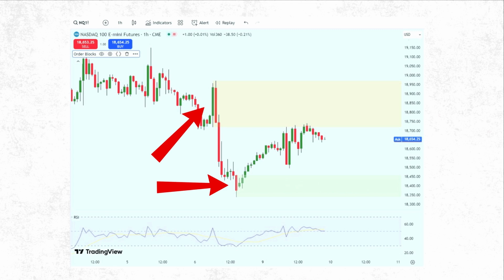A clear example can be found in this image. This is Nasdaq 100 E-mini futures. It is an hourly chart. Here, you can see 2 order blocks. The top one is a bearish order block, which has become a resistance. The bottom one is a bullish order block, which has become a support. Notice that the bearish order block originates from a green candle, and the bullish order block originates from a red candle. Also, notice that the price range or market structure represented by the bearish order block green candle is broken by the red candles after that.